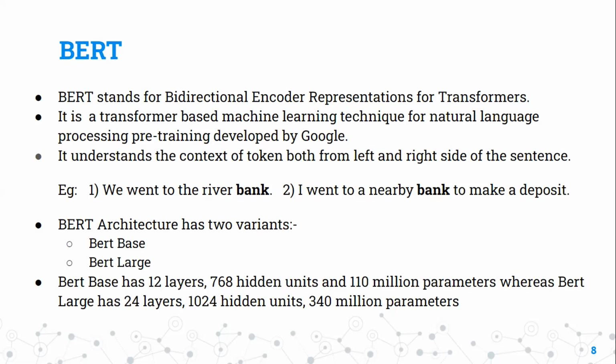BERT architecture actually has two types. One is BERT base and another is BERT large. BERT large has 24 layers, 1024 hidden units and 340 million parameters, whereas BERT base has only 12 layers, 768 hidden units and 110 million parameters.